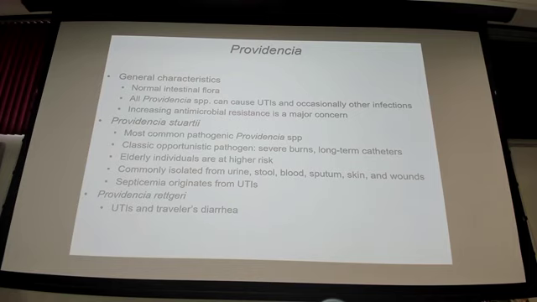Providencia, there's not a whole lot to say about this bacteria. Common nosocomial pathogen, causes kind of the same infections that you would expect from opportunistic conditions in a hospital. Severe burns is something to take note of. If patients have severe burns, Providencia is one of several bacteria that you could suspect. That's because the patient's primary barrier is destroyed, so you get all sorts of opportunistic infections, and also these long-term indwelling catheters as well.